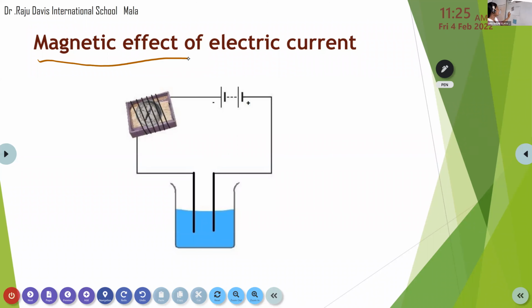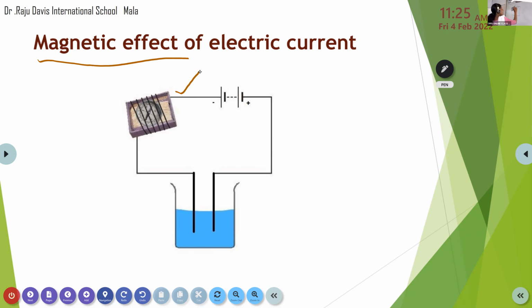So in this connection, instead of the bulb, we connect one magnet. In the previous diagram, there is one bulb. When we pass electricity, the bulb glows. Instead of that bulb, in this diagram we connect one magnet. Then what will happen when it contacts electricity? What observation can we see in this magnet? In this magnet, there is one needle.